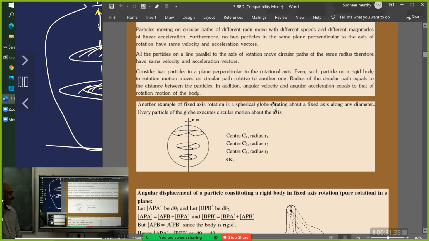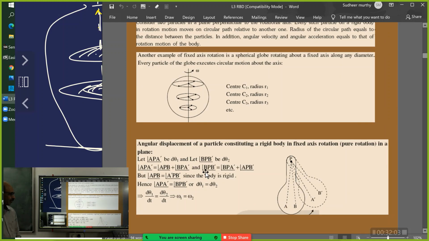Now, another way to look at it. Another example of fixed axis rotation is a spherical globe rotating about a fixed axis along any diameter. If you take a globe, there is an axis passing through any of the diameters of the globe, and you can see every particle will execute circular motion. This is another typical diagram just to show that the radii are different.